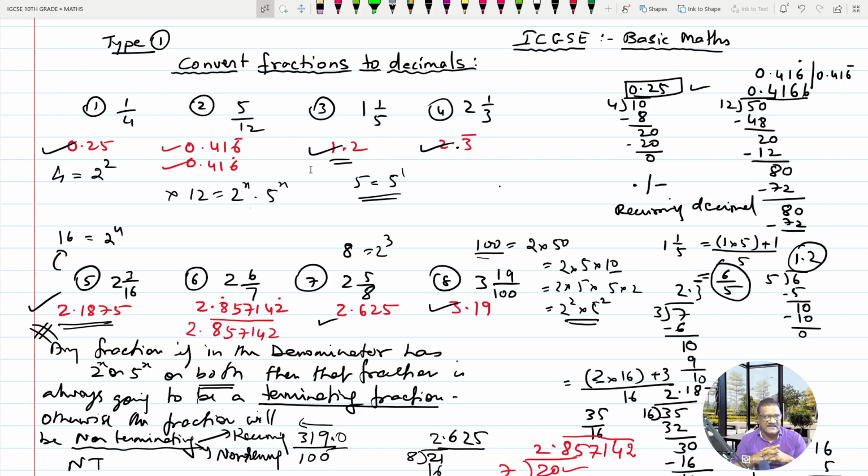And in the next video, perhaps I'll be discussing type 2 of this concept, where the decimal will be converted into fraction. And that will be interesting because there are certain recurring decimals, and you should know how to convert a recurring decimal into fraction.